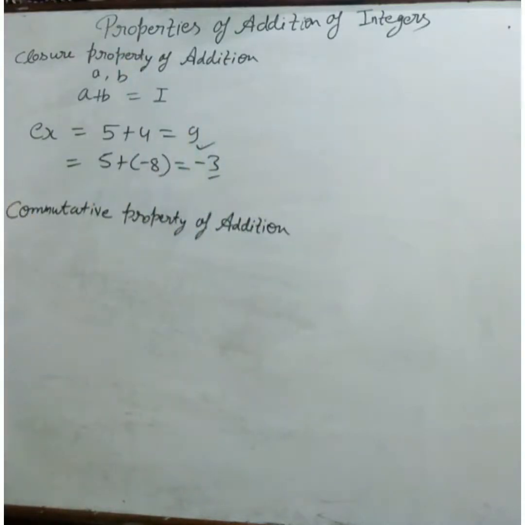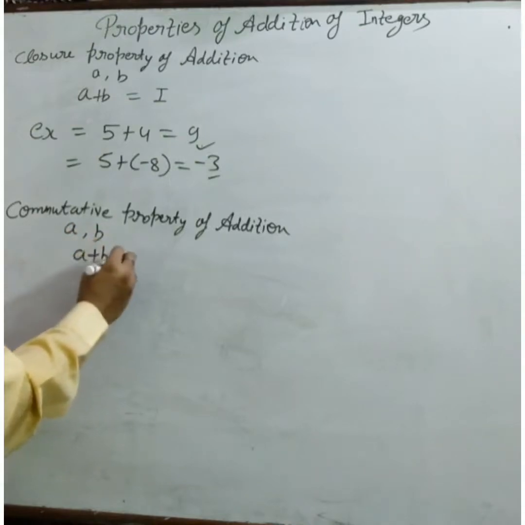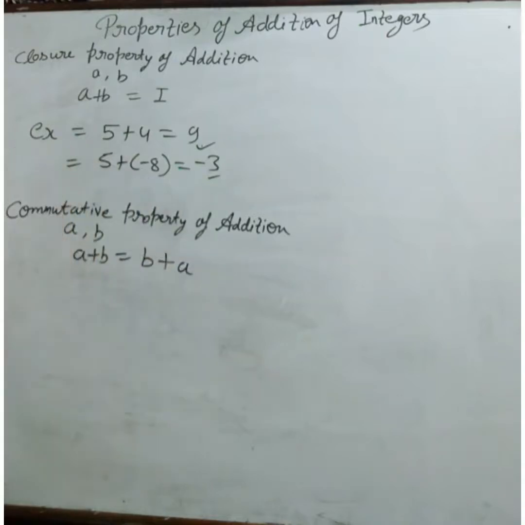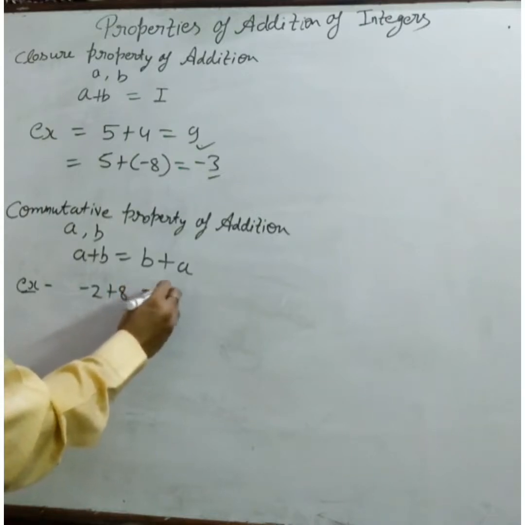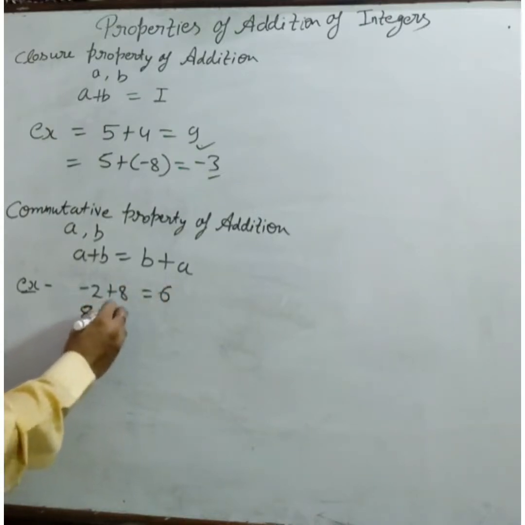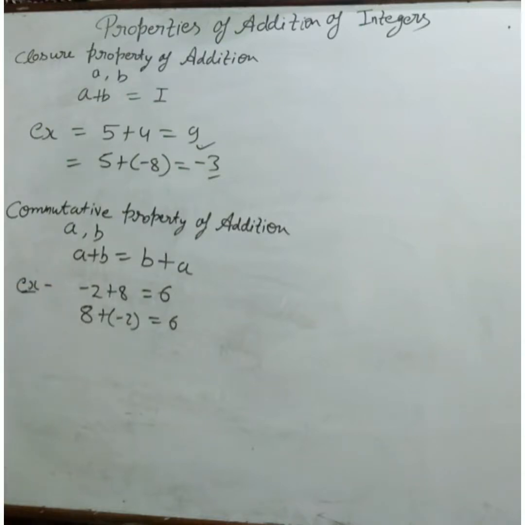The second property is the commutative property of addition. In adding integers, the order does not matter. That is, if A and B are two numbers, then A plus B is equal to B plus A. For example, -2 plus 8 is 6, and 8 plus -2 is also 6. So that is the commutative property of addition.